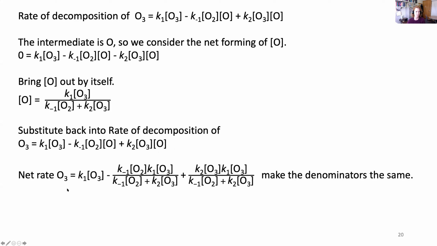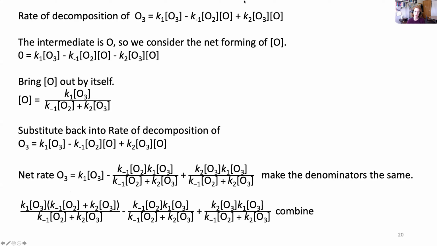So here's my ozone, k1[O3], minus, here's my k-1[O2], and then k1[O2]. So this is my oxygen atom, and then this is my oxygen atom here. So I'm actually putting everything in terms of the oxygen atom by getting rid of it here.